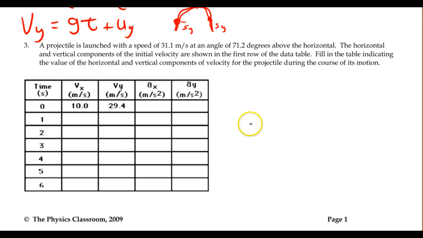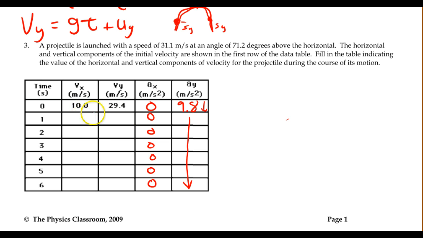Okay, now in terms of acceleration, again, in the x direction, there is no acceleration, there's no force. So this is 0 everywhere. And then the acceleration in the y is equal to g, so that's 9.8, and that's down, and that's everywhere, including the top, which again is a common error. The velocity in the y direction will become 0, and people often confuse that with the acceleration.